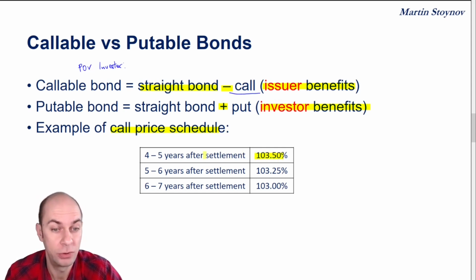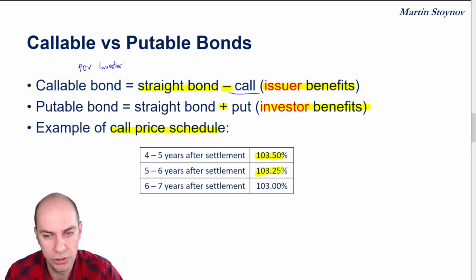103.5% of par. So that first of all implies that I can't do that before year 4. So there is essentially 4 years of call protection. The bond cannot be called during the first 4 years. But between years 4 and 5, I can call it at a premium to par value. Remember, par value will be 100%, so I can repay the obligation at 103% of par.